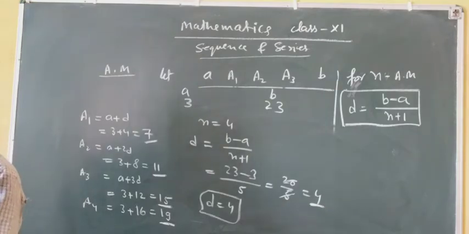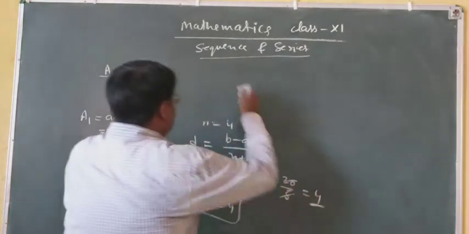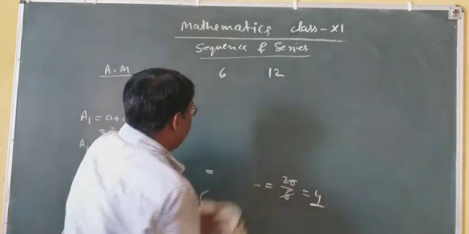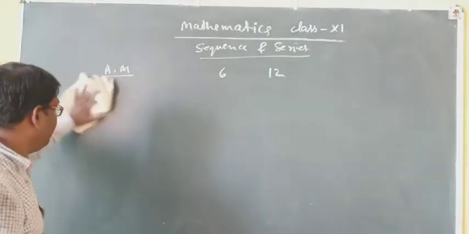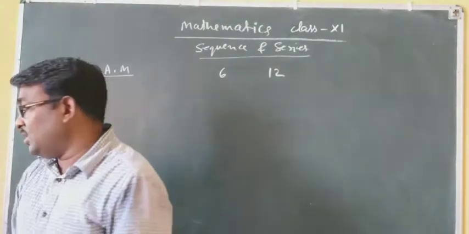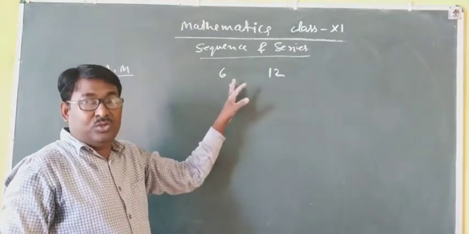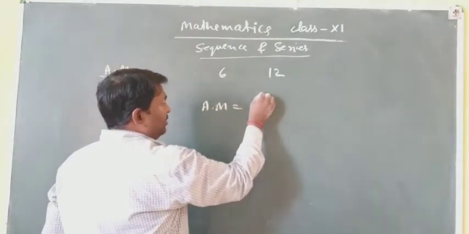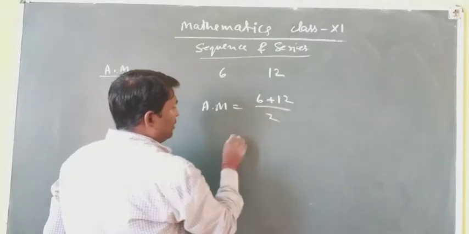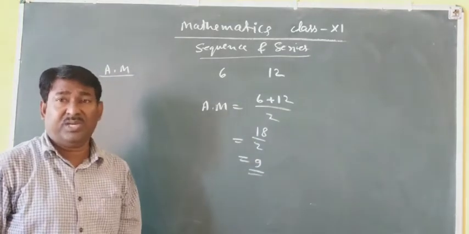Find the arithmetic mean between 6 and 12. Your question is that you are given two numbers, 6 and 12, and you have to find the arithmetic mean. Here you are not told how many arithmetic means you have to calculate. So if you are not given the number of arithmetic means to insert, and are only asked to find the arithmetic mean, then the arithmetic mean is equal to (a plus b) by 2, which is (6 plus 12) by 2. This implies 18 by 2 is equal to 9. 9 is your arithmetic mean.